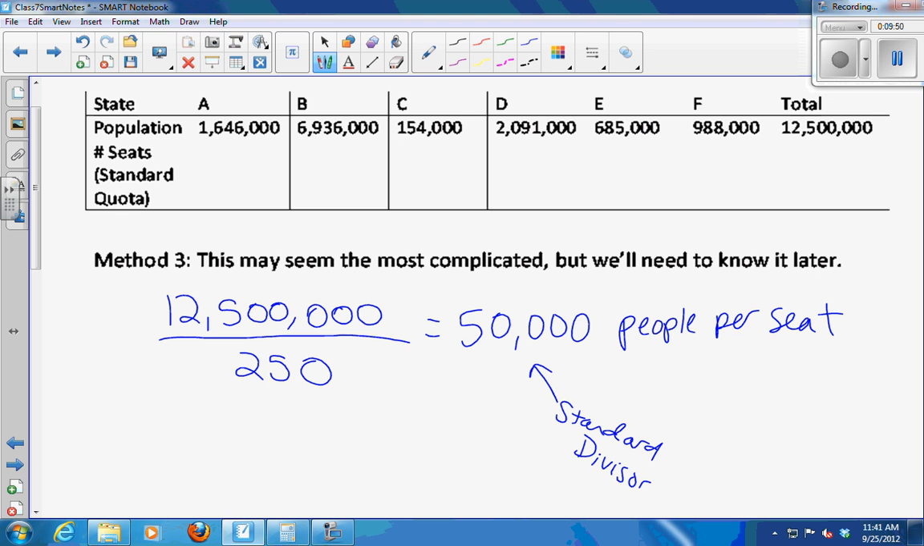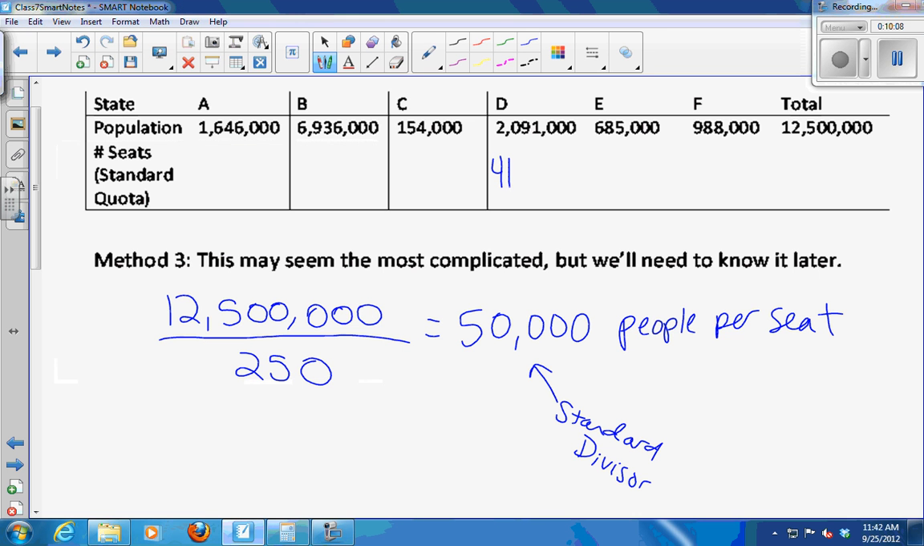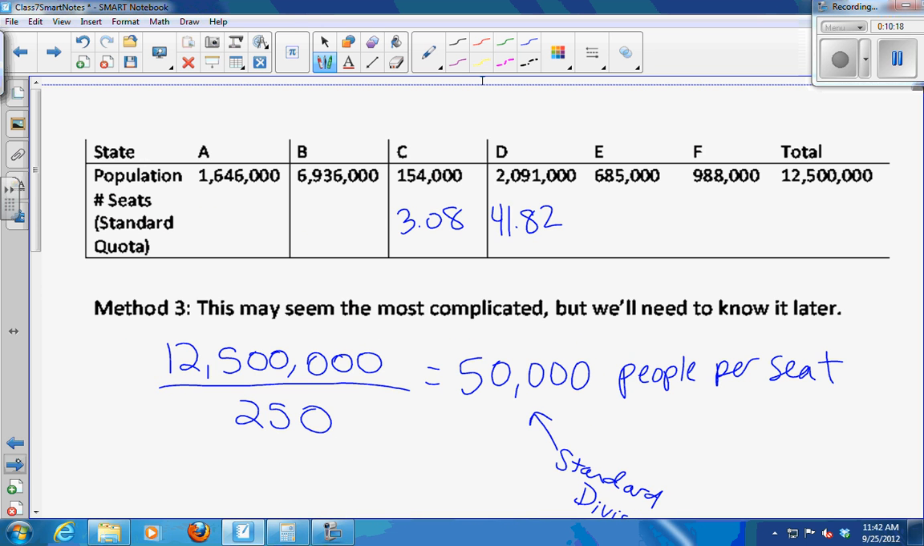So let's start with D, since that's one I haven't calculated yet. So I'm going to do 2,091,000 and divide by 50,000. 41.82 seats. This was 3.08 and 138.72.